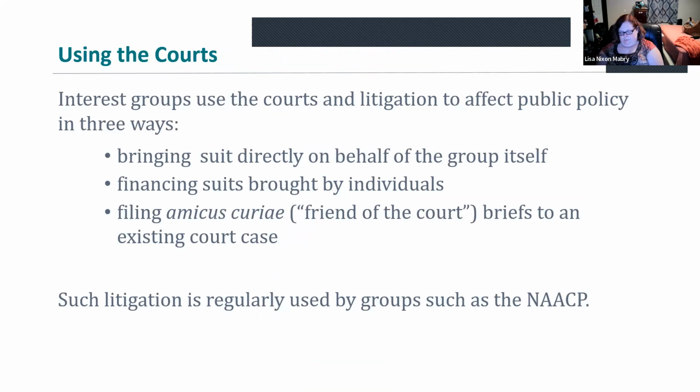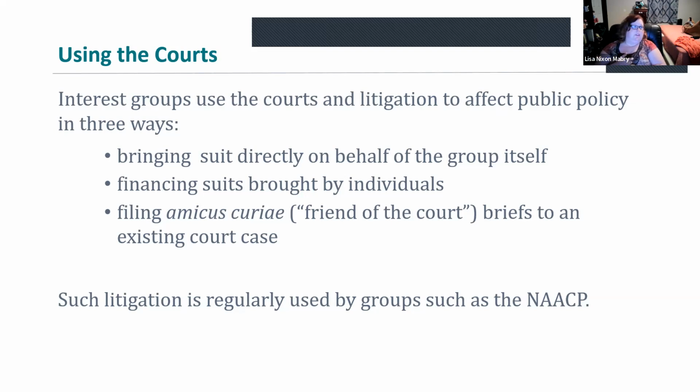So in addition to using lobbying, iron triangles, and issue networks, interest groups also go through the court system when necessary to focus on their, what's the word? It's right there. Their mission statement. So certain things that they do: bring lawsuits directly on behalf of the group itself, like Sierra Club versus the United States, whatever. Another is financing suits brought by individuals.